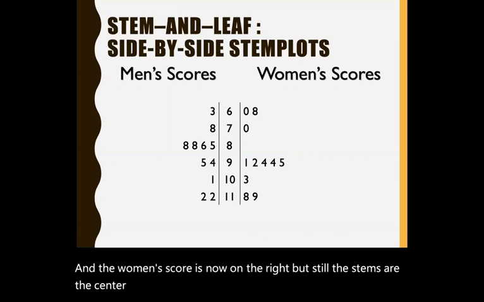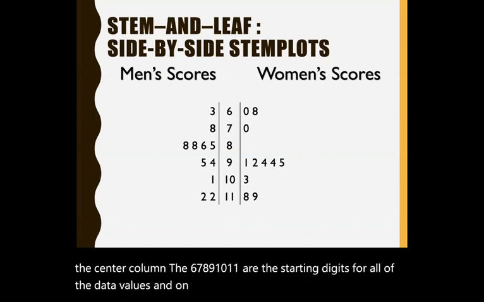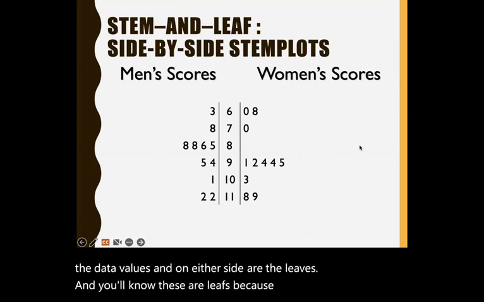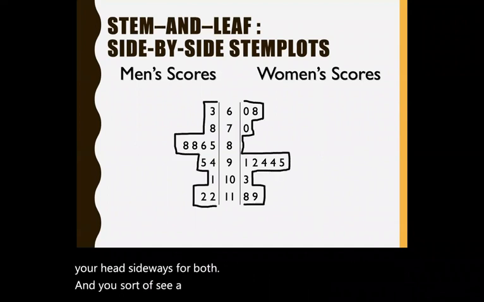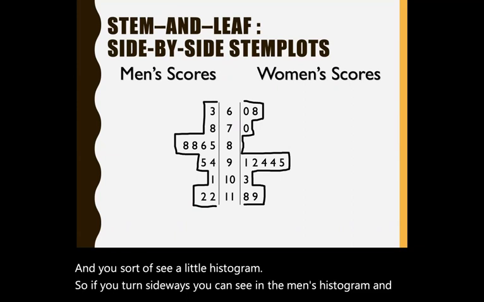The 6, 7, 8, 9, 10, 11 are the starting digits for all of the data values. And on either side are the leaves. And you'll know these are leaves because you can actually turn your head sideways for both, and you sort of see a little histogram. So if you turn sideways, you can see the men's histogram and the women's histogram.